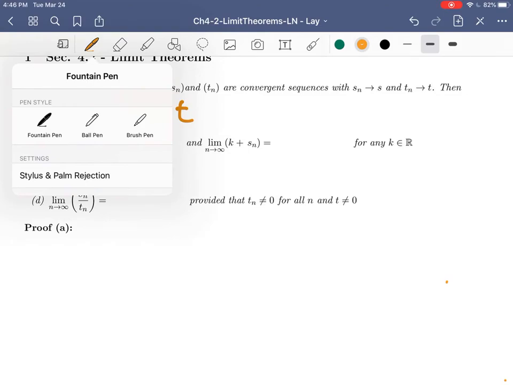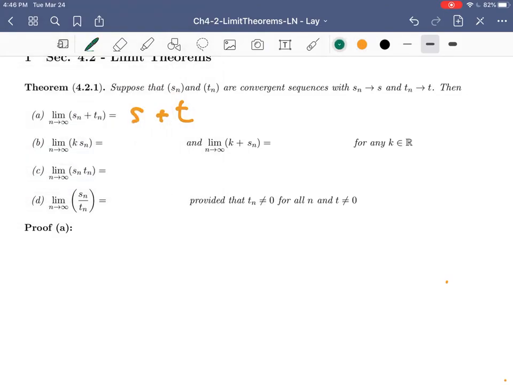The second thing that we have is if we multiply every term in the sequence by some value k, then that limit is going to be k times the limit of the sequence, or what that sequence converges to. And similarly, if we add k to every single value in the sequence, then it is going to simply add k to the value that it's converging to.